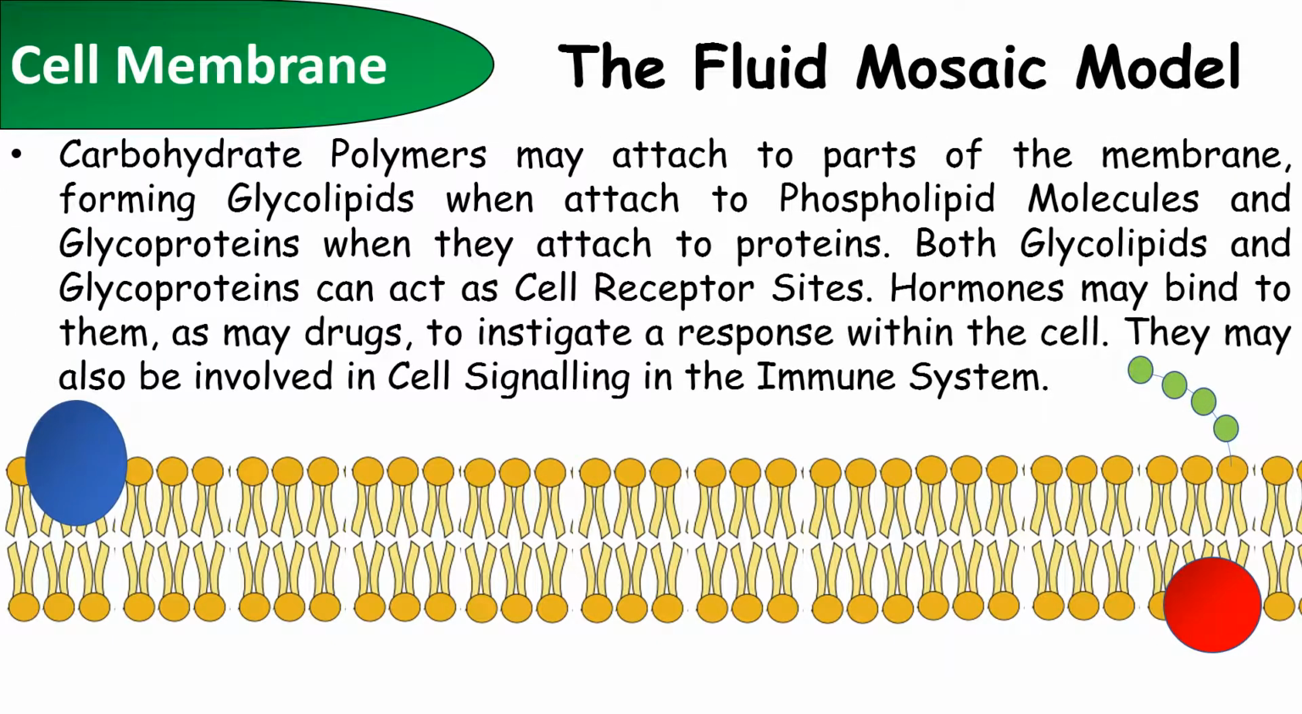Carbohydrate polymers may attach to parts of the membrane, forming glycolipids when attached to the phospholipid molecules, and glycoproteins when attached to proteins. Both glycoproteins and glycolipids can act as cell receptor sites. Hormones may bind to them, as may drugs, to initiate a response within the cell.